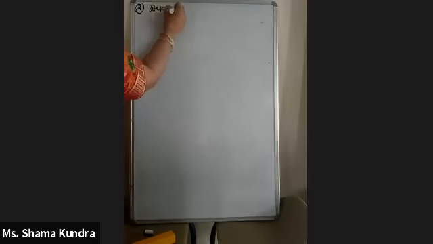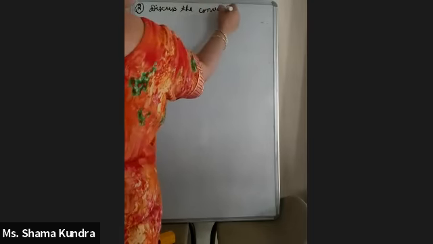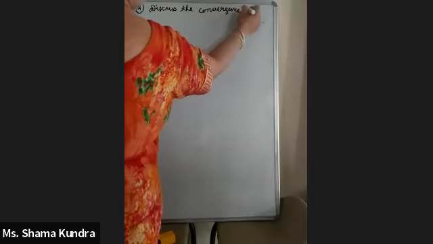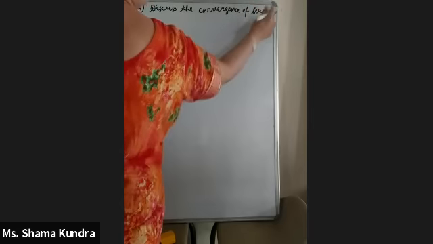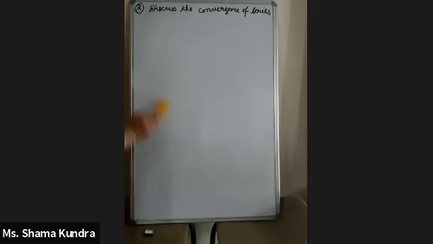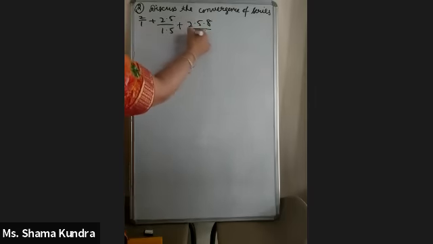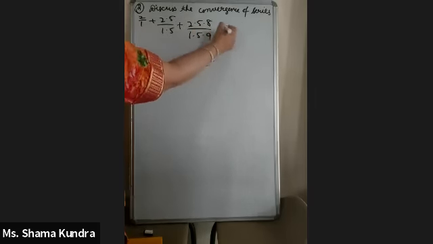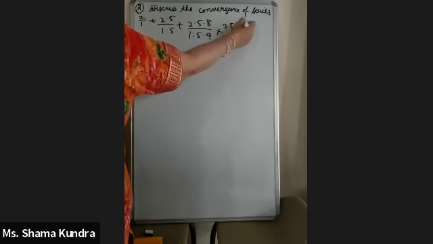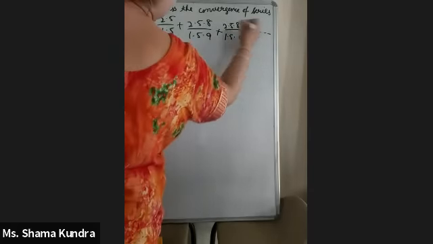Discuss the convergence of the series 2 upon 1 plus 2 into 5 upon 1 into 5 plus 2 into 5 into 8 upon 1 into 5 into 9 plus 2 into 5 into 8 into 11 upon 1 into 5 into 9 into 13 plus so on till infinity.